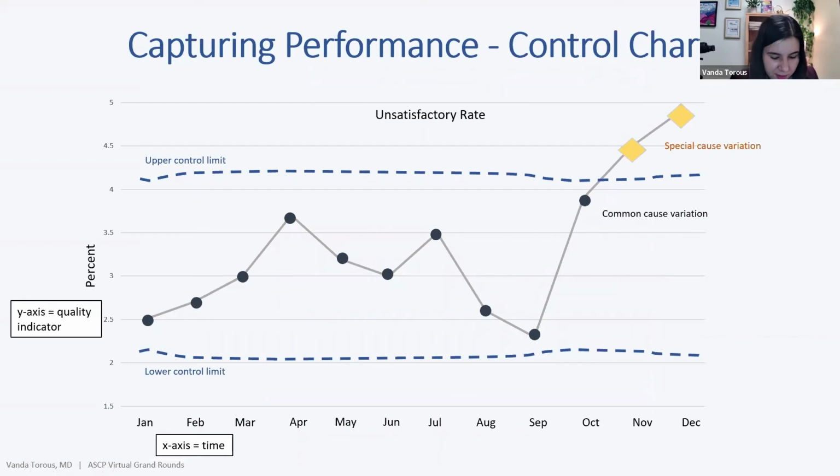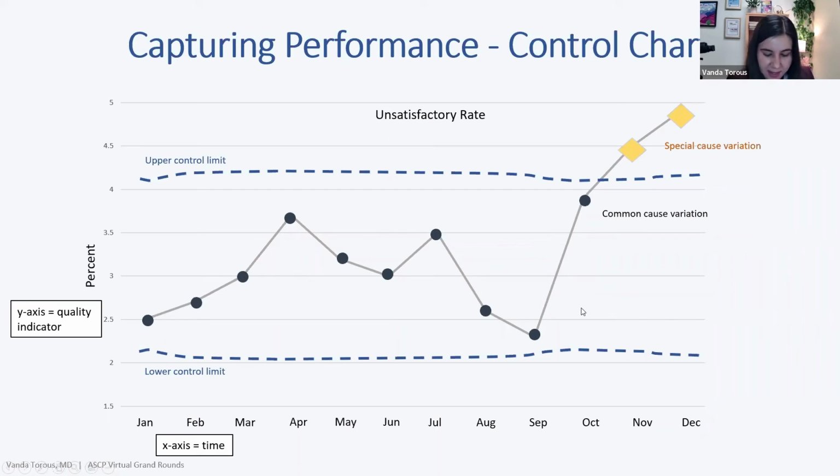Now, a little bit more about control charts. So again, this plots data over time, for a specific metric. The y-axis is the quality indicator. This is an example of unsatisfactory rate, so percentage on the y-axis. Values that fall within the limits are considered expected, right? We have the upper control limit and the lower control limit, and values falling in between these are expected. We call these common cause variation.